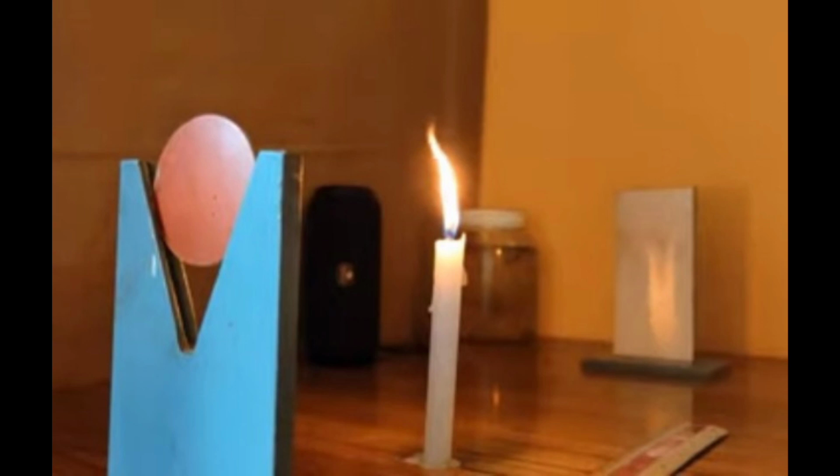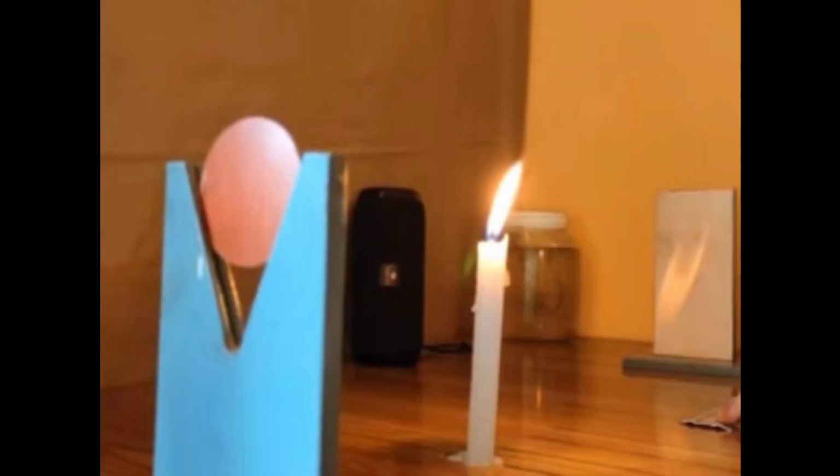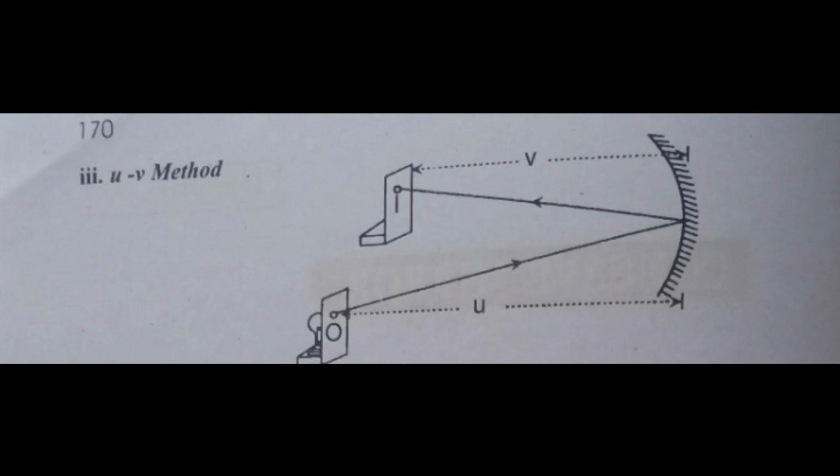After taking the reading, we can repeat the experiment for different values of U, that is the object distance. So we have to change the object distance, that is the distance between the mirror and the object, that is the candle, and then find the corresponding values of V, that is the image distance. So here we can see another set of readings, and then repeat it for a minimum of 6 sets of readings.